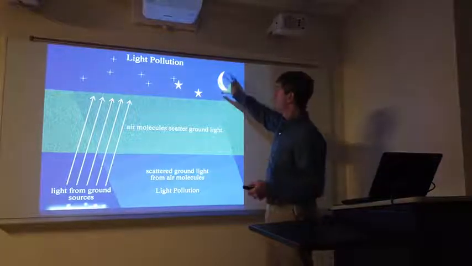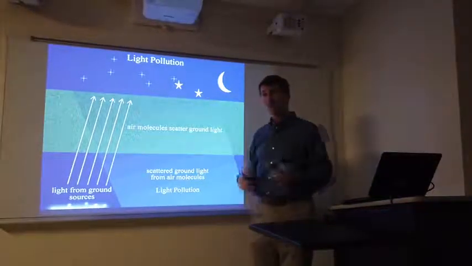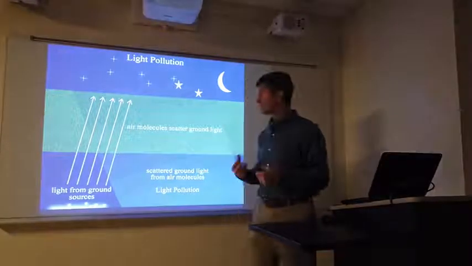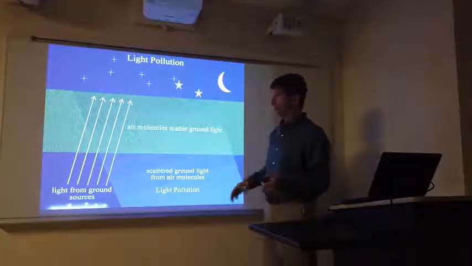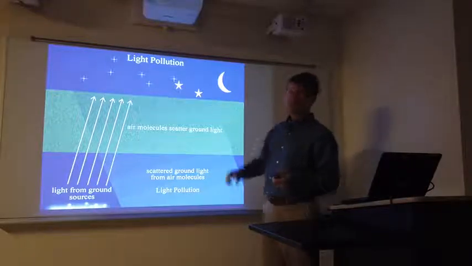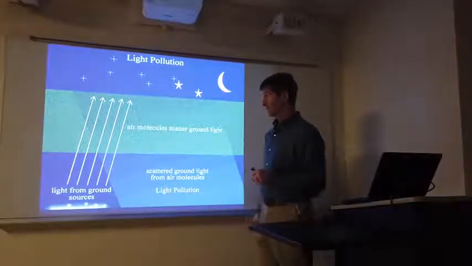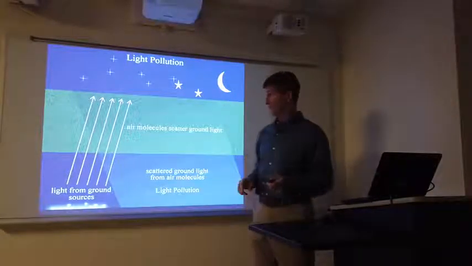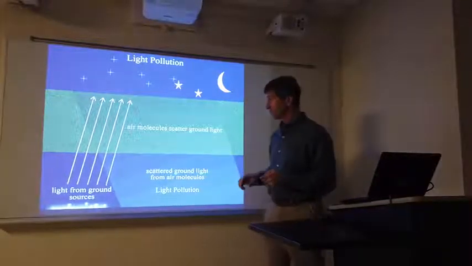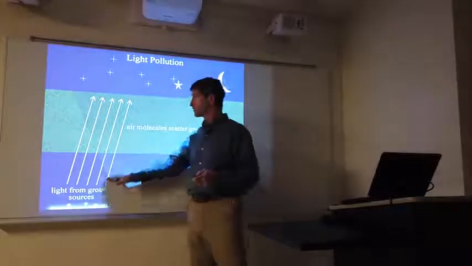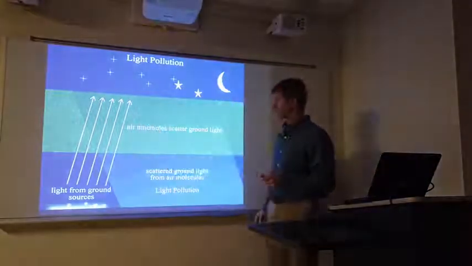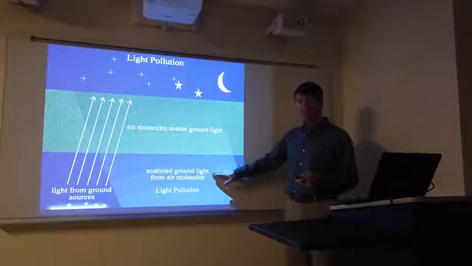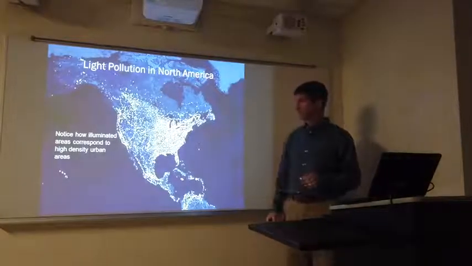Again, the moon and planets are bright enough that we don't have to worry about light pollution really affecting seeing those. But most of the stars, which are visible in more rural areas, are completely washed out anytime that we're in the city. It's the light from the ground sources which scatters off of the air molecules and lights up the sky, making it difficult for us to see.